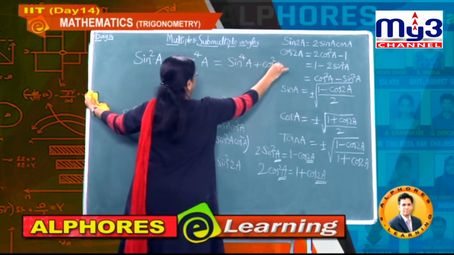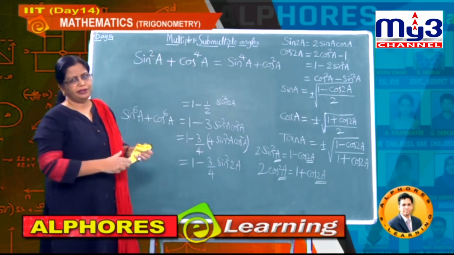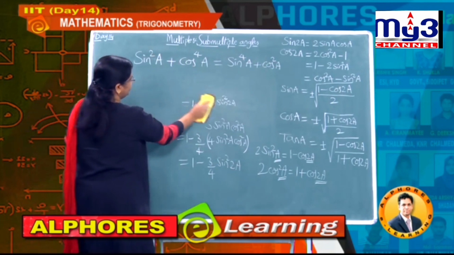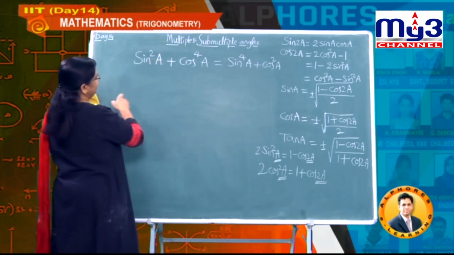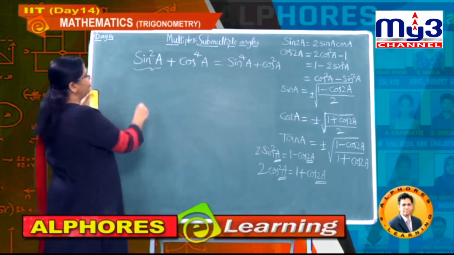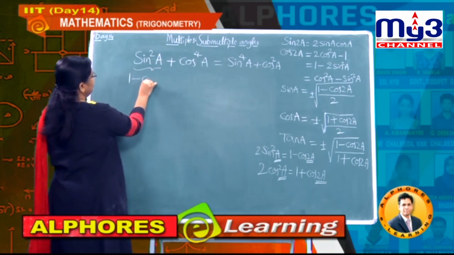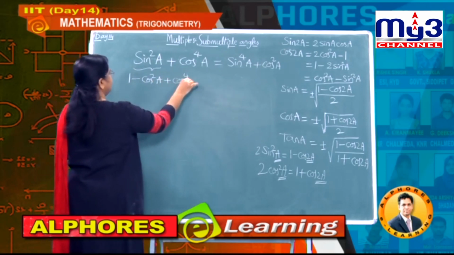Both are one and the same. Understand? I am just interchanging powers, okay. So you observe how both the values are one and the same. Now suppose here I am taking sin square A as 1 minus our old formula cos square A, plus this is cos to the power of 4A.